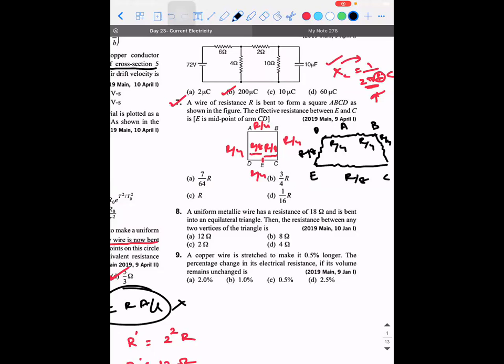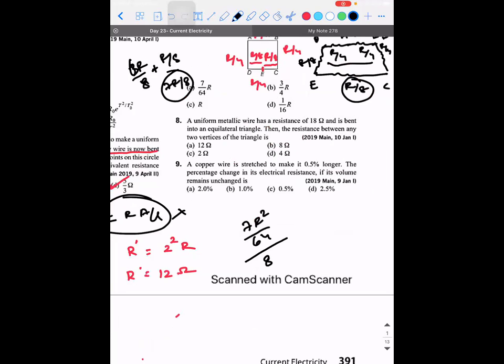So R by 4 and R by 4 in series, R by 2. R by 2 and R by 4 in series, 3R by 4. 3R by 4 and R by 8 in series, it is 7R by 8. So 7R by 8 and R by 8 are in parallel. How much is the answer? 7R square by 64 divided by 8R by 8. There is no option, 7R by 8.